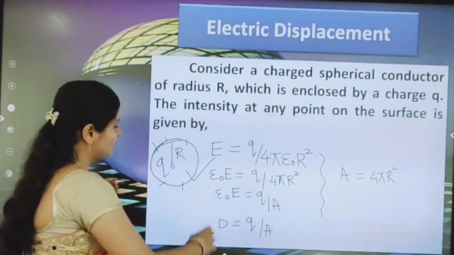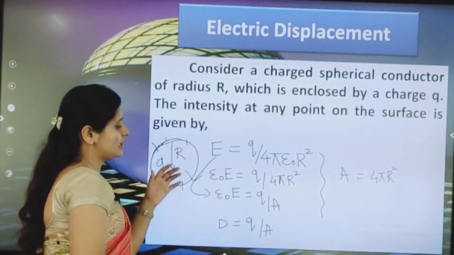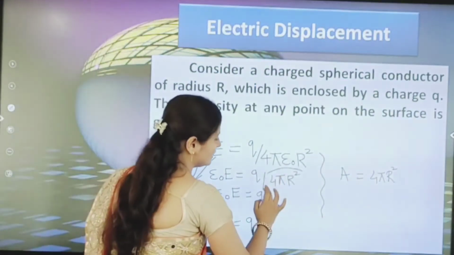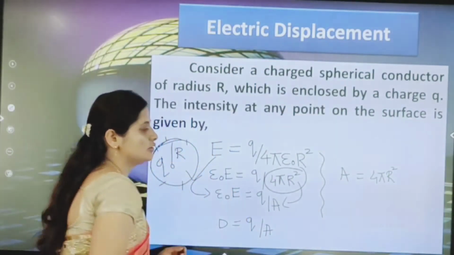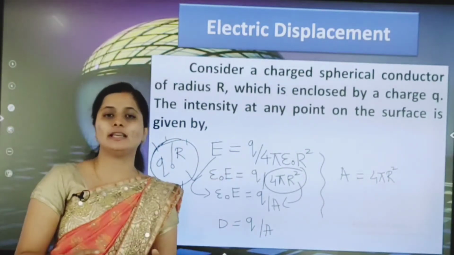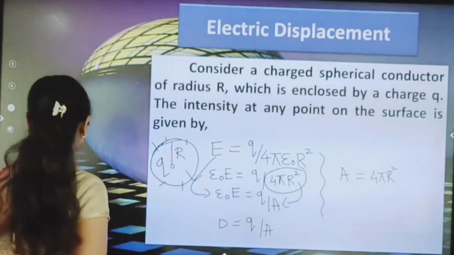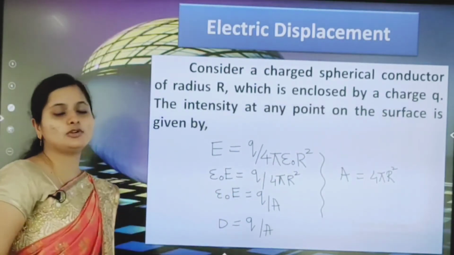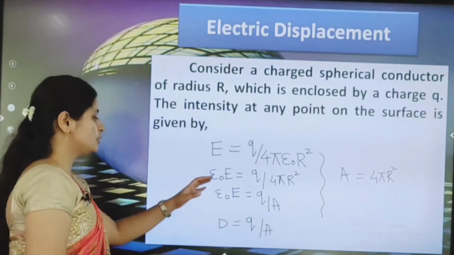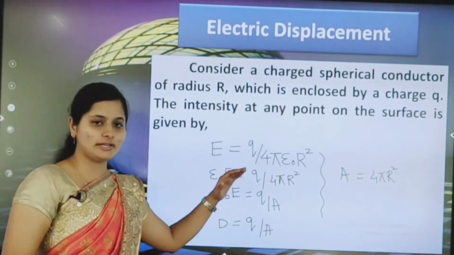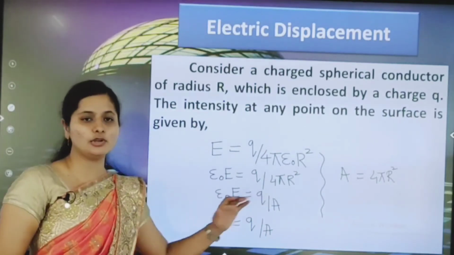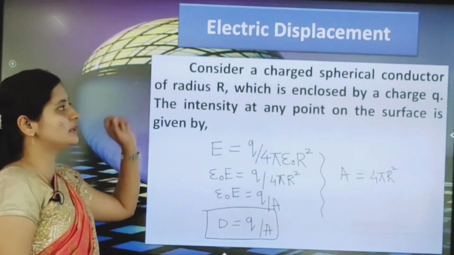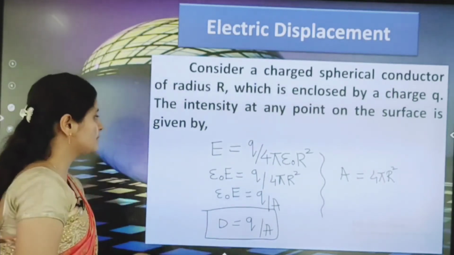After that, keeping this term as it is, epsilon naught E is equal to q divided by A, we are taking this term as A. Why? Because that is nothing but the area of the enclosed sphere. So we get epsilon naught E is equal to q divided by A. Again we are writing epsilon naught E is nothing but D, that is equal to q by A. So this is our final expression. Here D is nothing but the electric displacement. So this is the explanation.